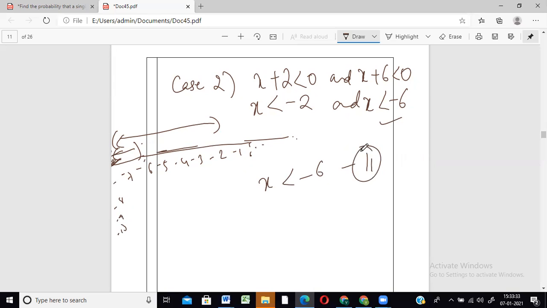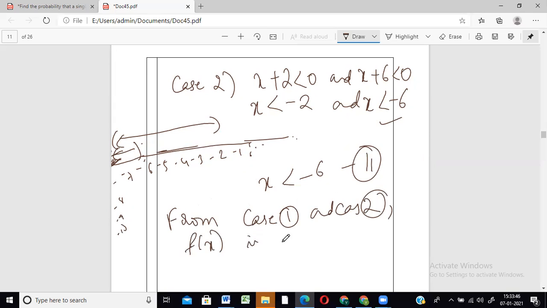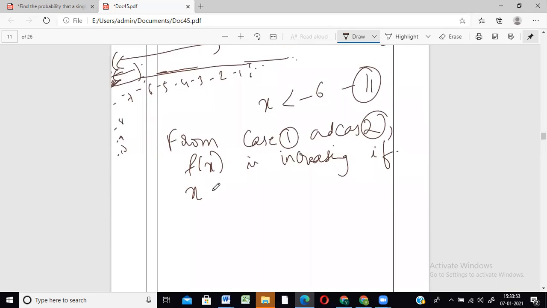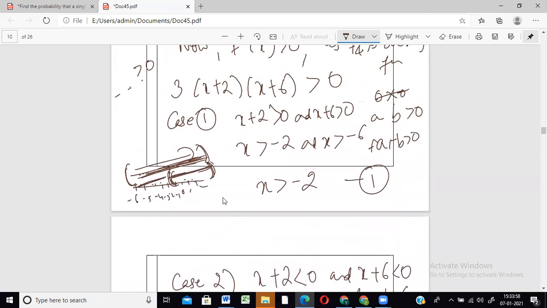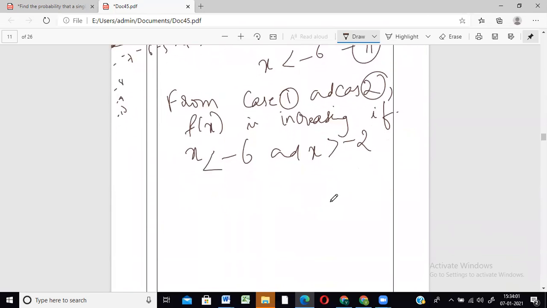Now, how will we write it? Okay. Now, this is the one case we took because we had two brackets, right? So from case 1 and case 2, we have come to a conclusion that f of x is increasing if x is less than minus 6 and x is greater than minus 2. Okay, these are the two ranges. So what are they telling you? x is less than minus 6 and x should be greater than minus 2.